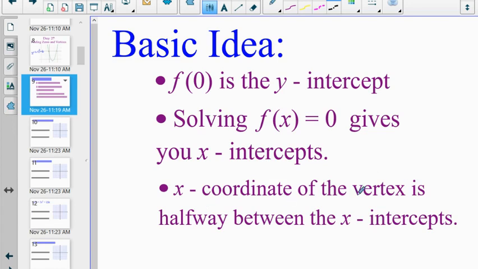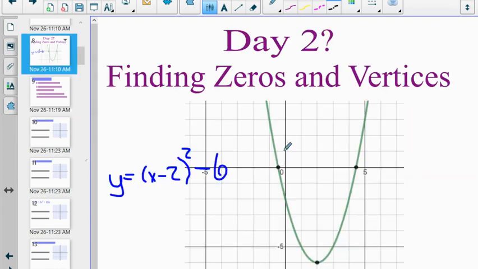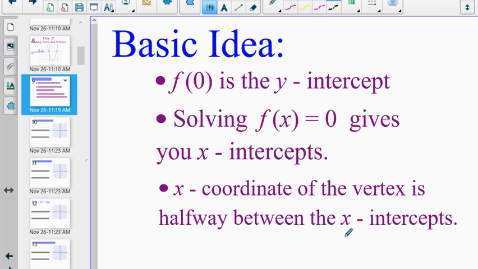The vertex is always halfway in between the two intercepts. A parabola is symmetric, so that vertex is always going to be halfway in between those two x-intercepts, or sometimes we'll call them zeros.